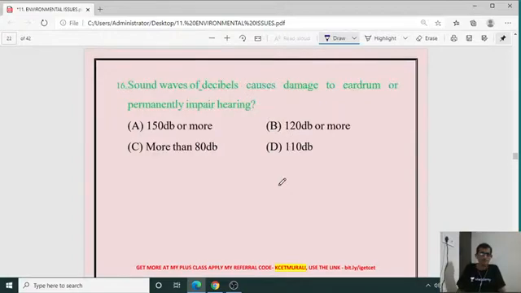Then 16th question. Sound waves of which decibels cause damage to the eardrum or permanently impair hearing? Which level of decibel is going to be a problem to the eardrum and permanently impair the hearing? So 16th one, it is 150 decibel or more. dB refers to decibel, which is utilized as a unit to denote sound. If it is 150 decibel or more, it will permanently damage the eardrum and impair the hearing. For the previous question, you are right, it is 1987. Next, question number 16, the right answer is A, that is 150 decibel or more.